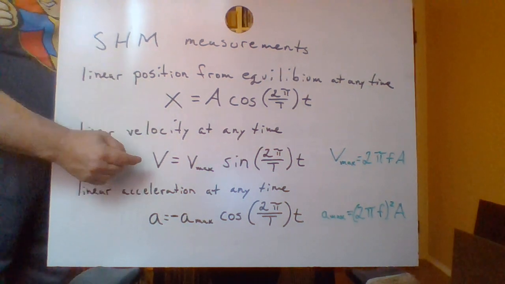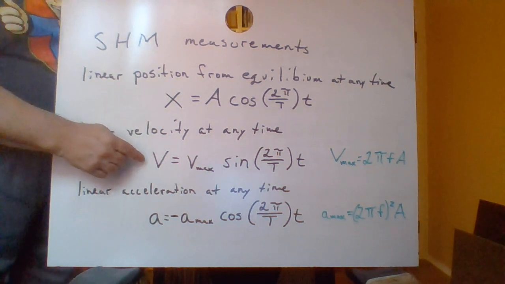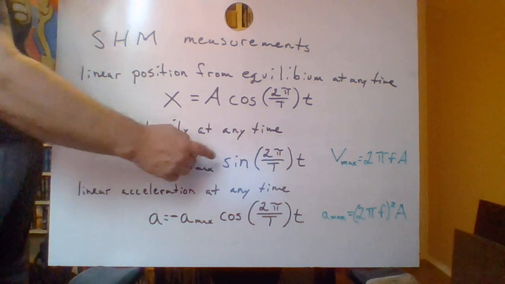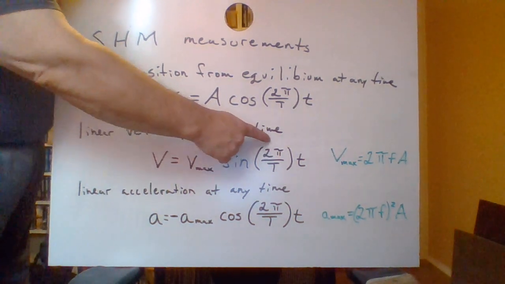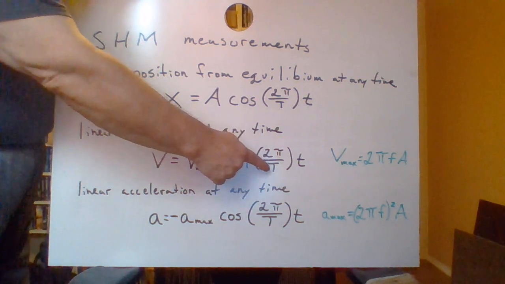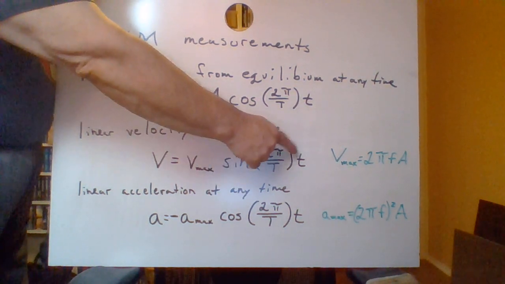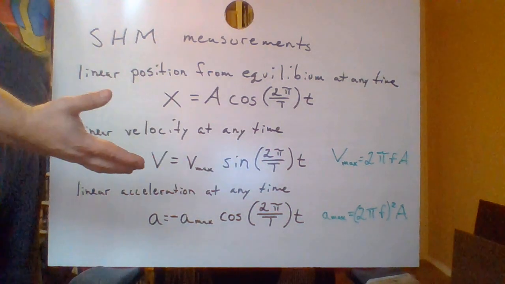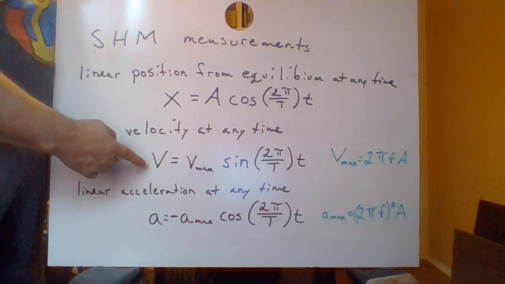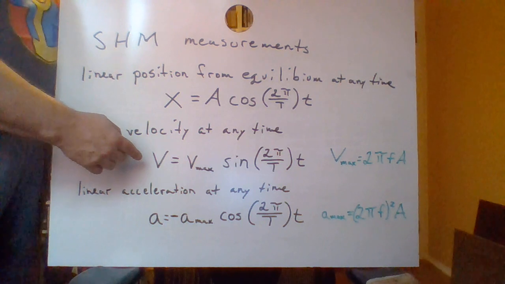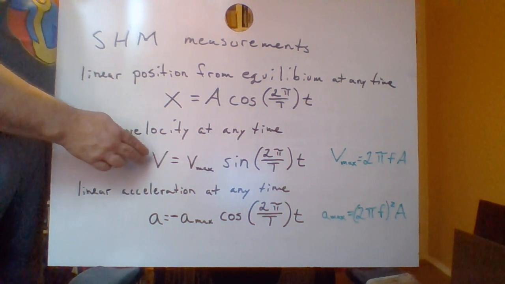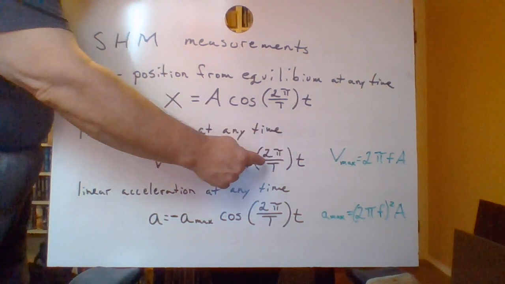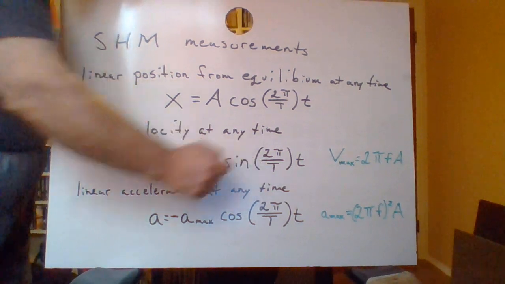The velocity at any time is equal to whatever maximum velocity it might have as it moves through the equilibrium position, times the sine of the full cycle, 2 pi, over the time to make that full cycle, times the time within that particular cycle. So if you have a 2-second cycle, how fast is it going at 3/4 of a second? How fast is it going at 1.2 seconds? How fast is it going at 1.75 seconds? That is what we would be putting in here. This would be 2 seconds because that's the full period.